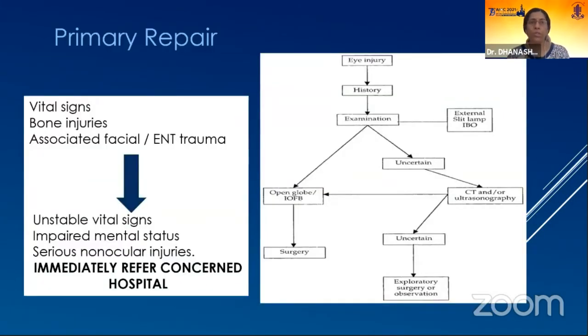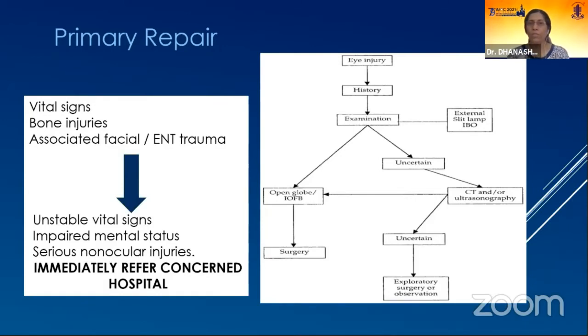So even before you do the primary repair, you must look for the vital signs or any bony injuries or any associated facial ENT trauma. And if you do see any unstable vital signs or impaired mental status or any serious non-ocular injuries, then these take precedence over the ocular injuries. So these must be referred for proper management to proper hospitals.